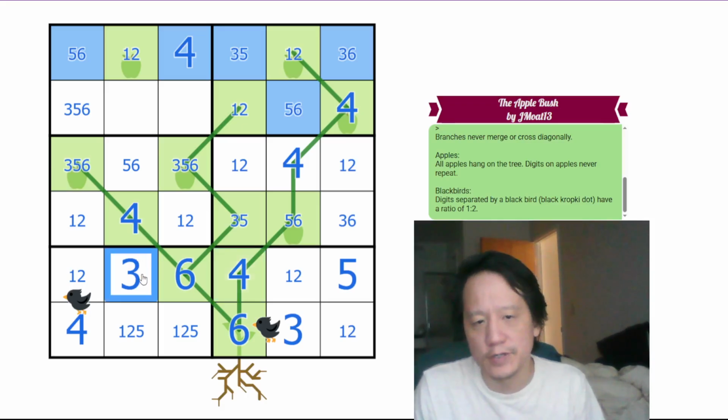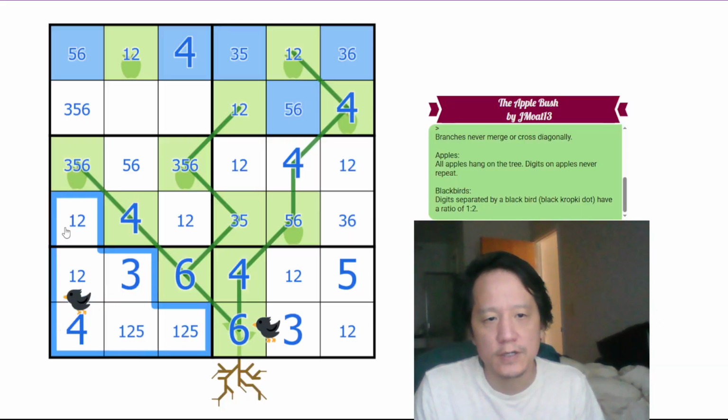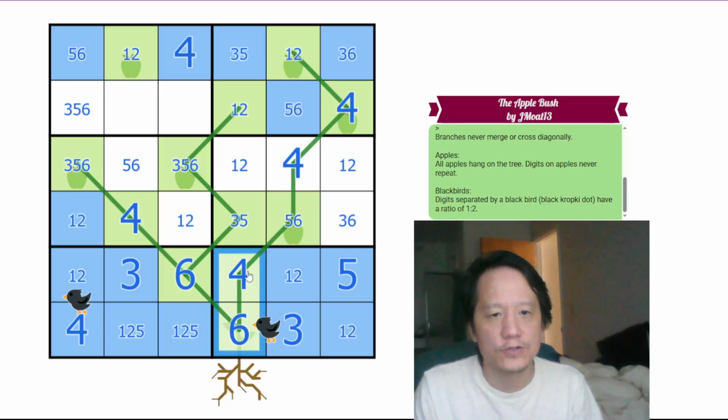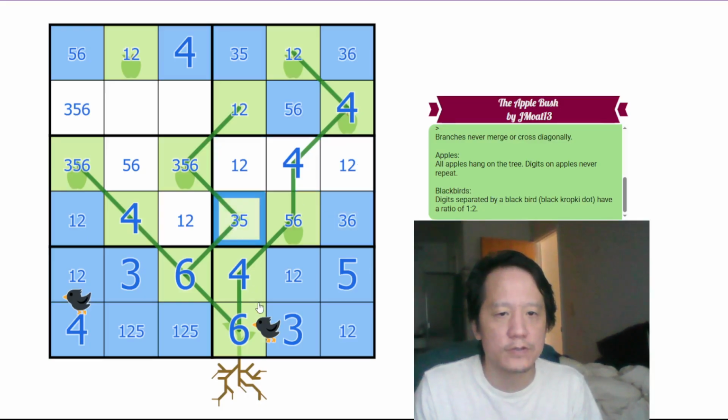This is 3, so none of these can be tree because it's too small. It cannot be tree here because it can't reach here. This would stop. We have 2 already that we need, so this can't be. Therefore, this can't be, but any of these could be. This can't be because we have the 2 branches already. This can't be 6.